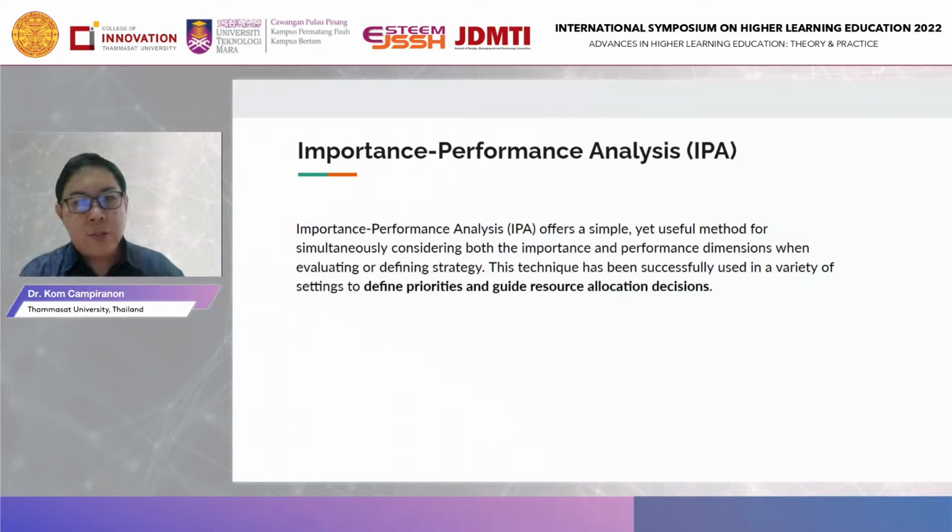So yeah, as I mentioned, it's simple, but it's very helpful. It helps you set priorities to guide resource allocation decisions. So why do we need to prioritize our resources? Well, that's because we have limited resources, right? We have limited time, people, money, facilities, and so on. So sometimes we might not be able to improve everything at the same time. So IPA will help you set priorities.